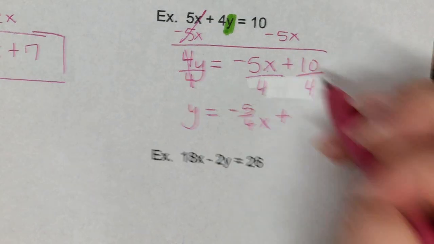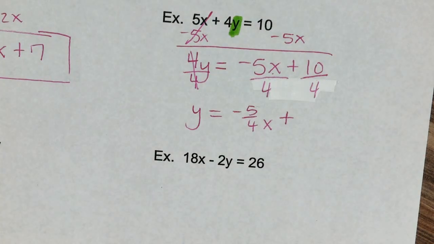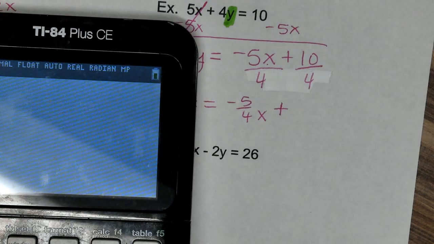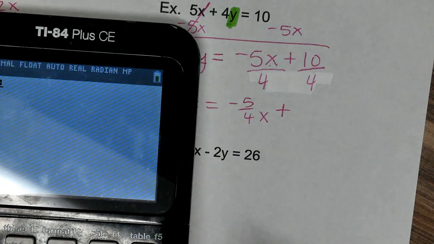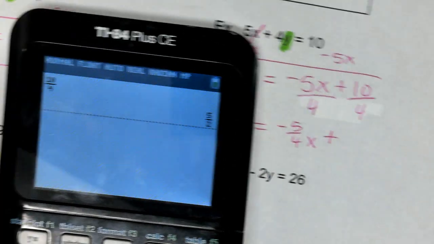Plus, can 10/4 be simplified? Why? They're both even, right? Can I divide the top and bottom by 2? What's 10 divided by 2? 5. What's 4 divided by 2? 2. So 5/2. And if I don't know that, yet again, I can go to alpha y equals, put in 10/4, and it's going to tell me that simplifies to 5/2.